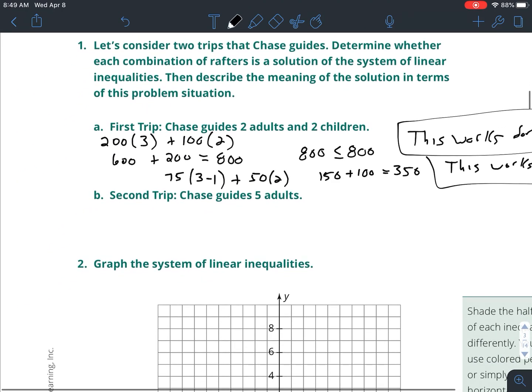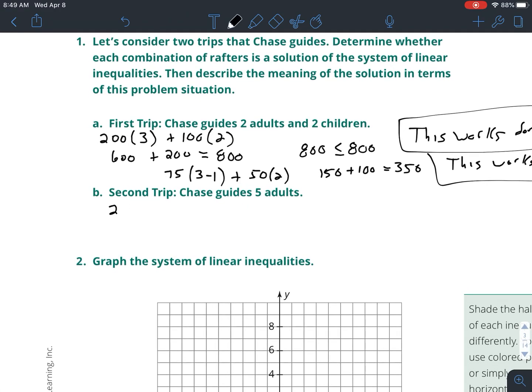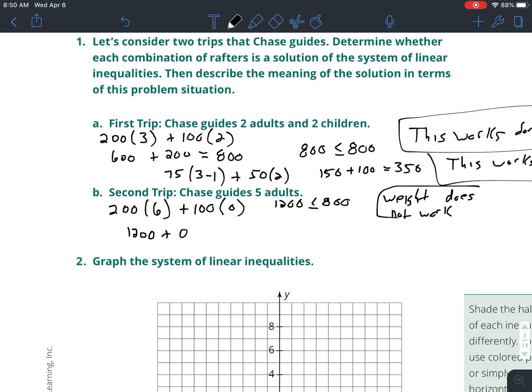Okay. So now Chase is guiding 5 adults. So let's see if this works. Okay. This is going to be a little interesting. So we take 200 because that's how much weight we're carrying times 5 adults plus Chase. That's going to be 6, plus 100 times 0 kids. And let's see what that comes out to be. 200 times 6 comes out to be 1,200, plus 100 times 0 gives us 0. So the weight is 1,200. It's got to be less than or equal to 800. So we know the weight does not work. Okay, so problem 2, weight does not work. He can't take it anyway. So we just know that does not work at all.